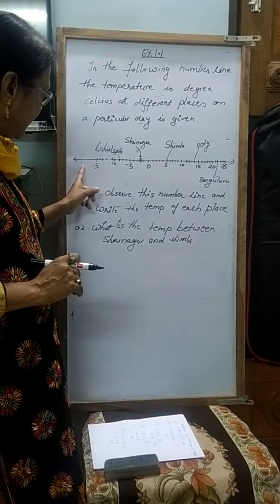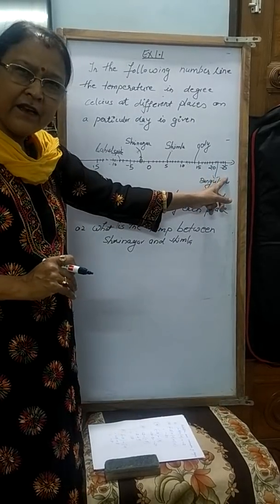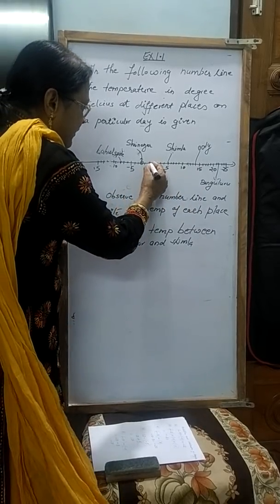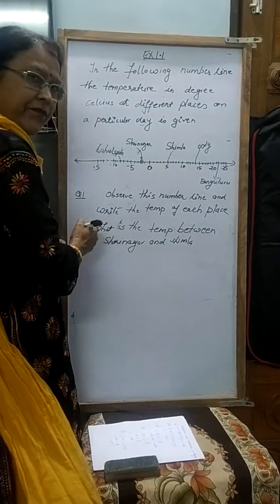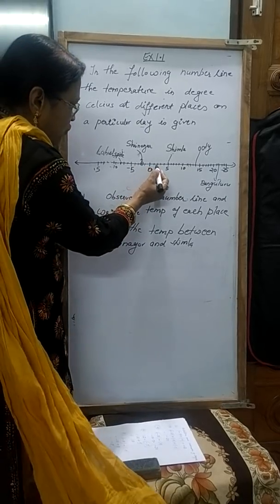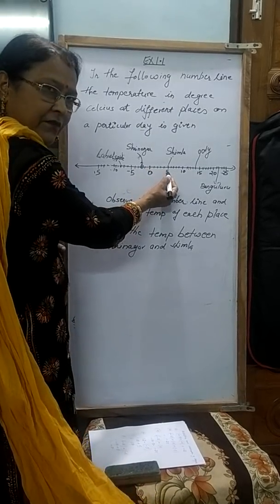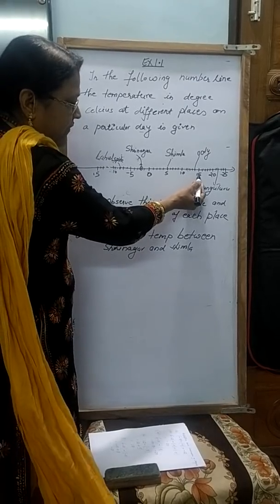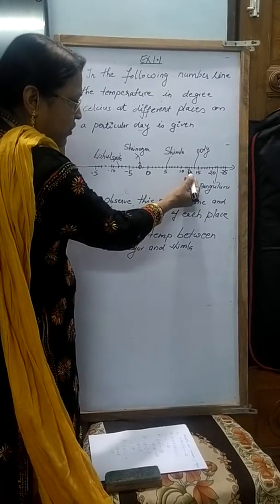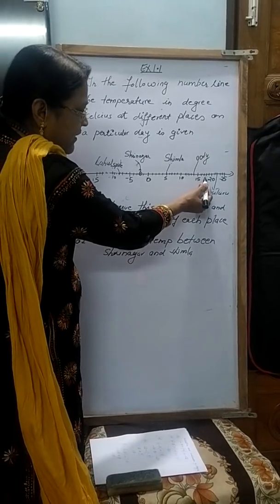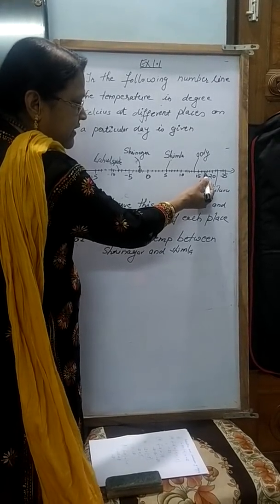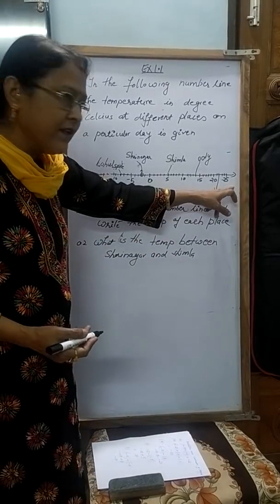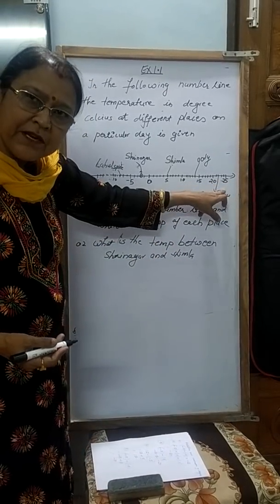Now you have to see this is the number line again. In this number line, this is the 0. Then 1, 2, 3, 4, 5, plus 5. Then this is plus 10. Then 15, that is 11, 12, 13, 14, 15. Then 16, 17, 18, 19, 20 and 25. These are the positive temperatures.